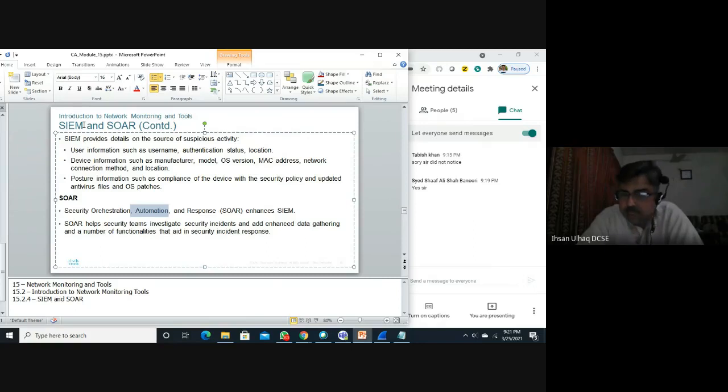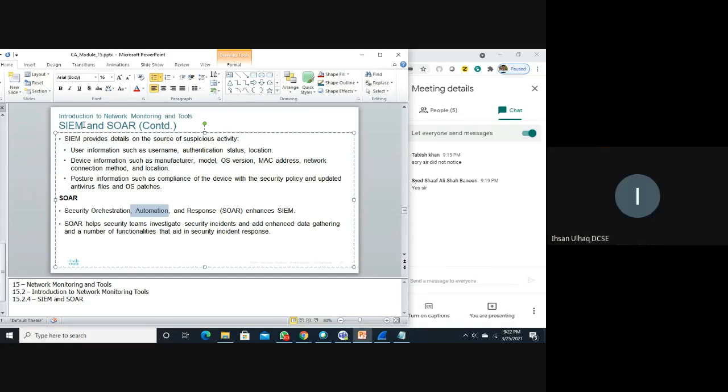So SOAR helps the security team, which means the SOC people. SOC means Security Operations Center. So these are the security professionals, tier 1, tier 2, tier 3, if you remember. These people form a security team. So what is their job? Investigate the security incidents and add enhanced data gathering and a number of functionalities that add to security incident response.